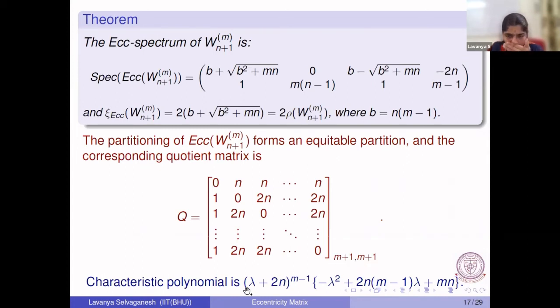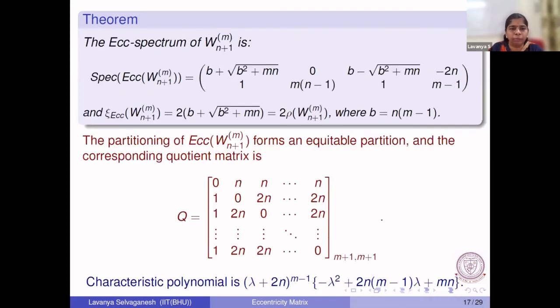So we can see that the characteristic polynomial of this matrix is again given by this expression, (lambda plus 2n) to the power of m-1, together with this quadratic polynomial. This quadratic polynomial leads to one positive and one negative eigenvalue. And from here, we can see that minus 2n is another eigenvalue of multiplicity m-1. So the spectrum is revealed directly from here, but computing the polynomial from the quotient matrix takes a little bit of effort to arrive at this point.